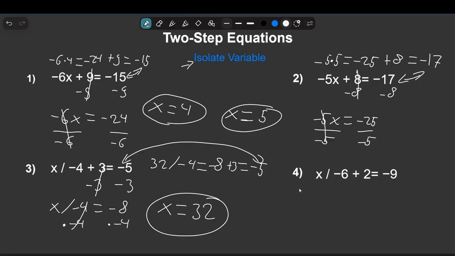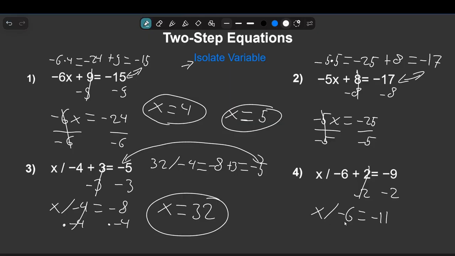Now let's go over to our last example. So for our last example, we have x divided by minus 6 plus 2 equals minus 9. Again, we are going to start by isolating our variable by subtracting 2 on both sides, like this, minus 2 and minus 2. Well, these two cancel each other out, so we are left with x divided by minus 6 equals minus 9 minus 2. Minus 9 minus 2 equals minus 11, so this will be our next step.